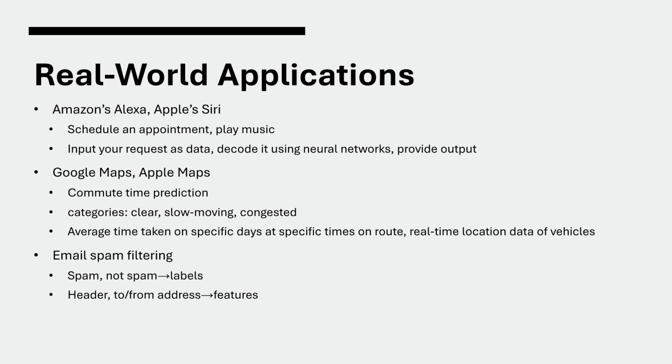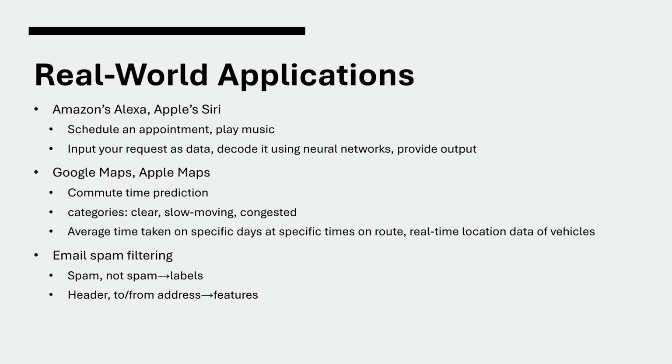Google Maps or Apple Maps can predict commute times by categorizing areas of your route as either clear, slow moving, or congested. By taking the average time taken on specific days at specific times on your route and combining it with real-time location data of vehicles on the road, it'll be able to give you the prediction for commute time.